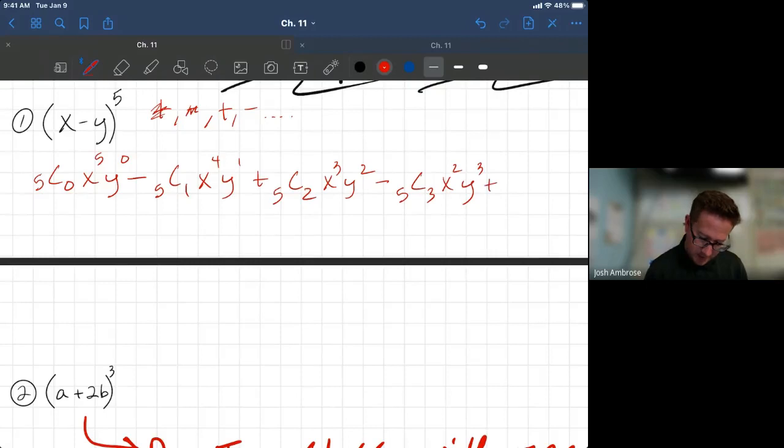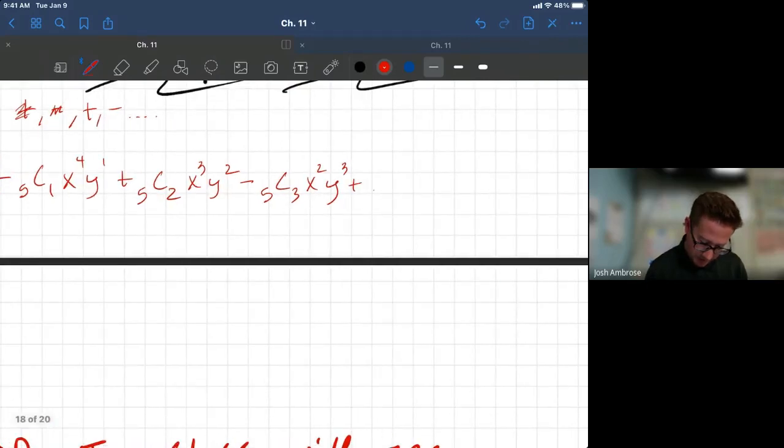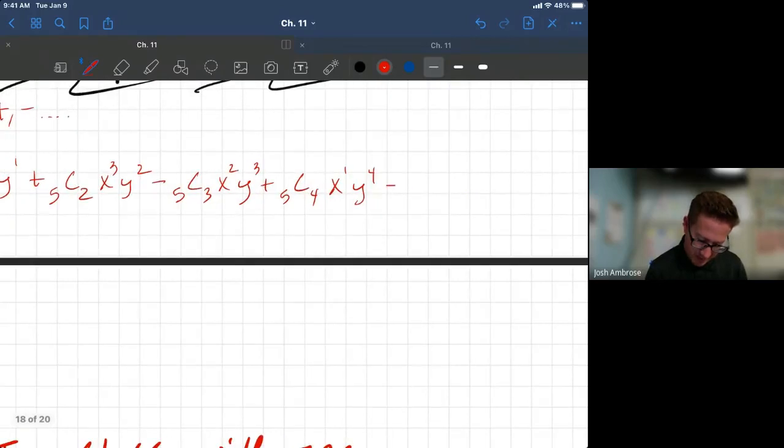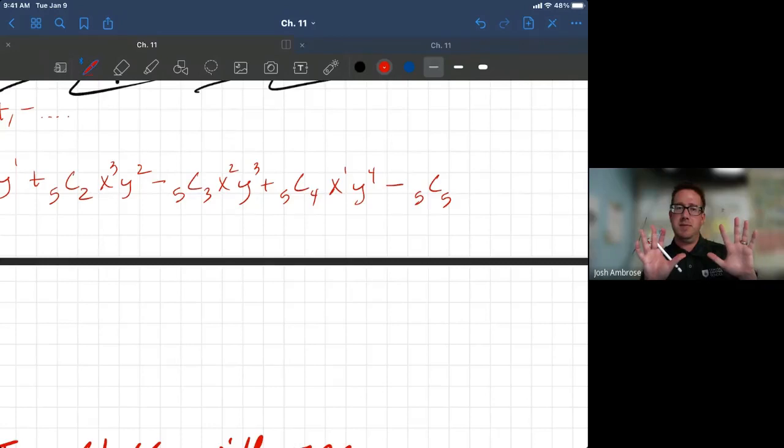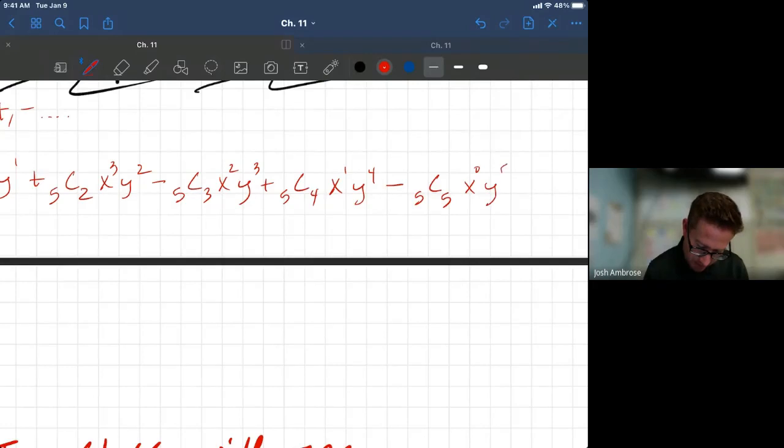Now a positive. We have a 5 combo 4. X drops to a 1. Y goes to a 4. Almost done. Then we have a negative 5 combo 5. We know we're done because the first combination now, both numbers are the same. All right, we have a 5 combo 5. We know this is going to be the last piece to this expanded binomial. And then we should have an x to the 0 and a y to the 5.